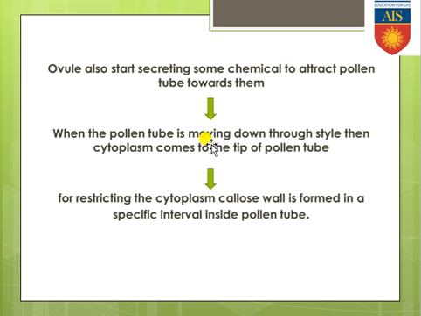When the pollen tube is moving down through the style, then cytoplasm comes to the tip of the pollen tube. Obviously when the pollen tube is moving down through the style, sometimes it is found the cytoplasm is coming to the tip of the pollen tube, and in that case the pollen tube runs faster.